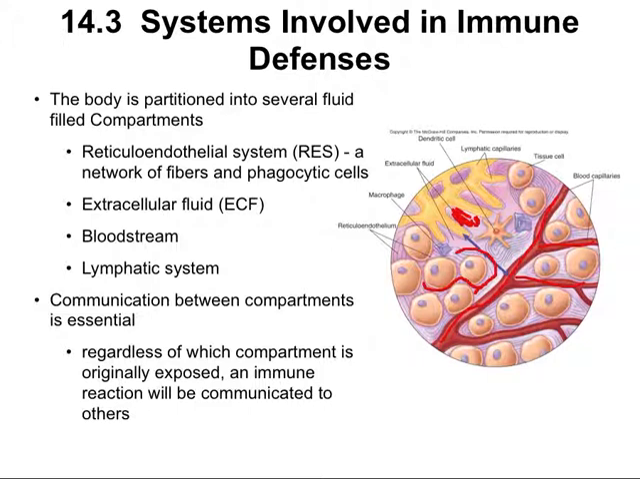This yellow area represents lymphatic vessels. Lymphatic vessels are very closely tied to the arterial and venous circulatory vessels. Communication between each of these compartments is absolutely essential to proper immune system functioning. Regardless of which compartment is originally exposed, everything is so tightly linked together that an immune reaction will be communicated to all others in a short amount of time.